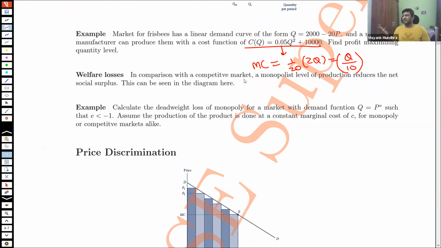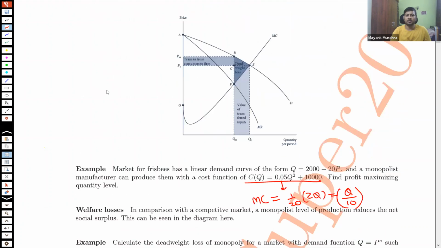So once you know the quantity, everything else follows, right? So you don't need to worry about the next steps. The only important thing is finding quantity. Now, welfare losses. In comparison with the competitive market, a monopolist level of production reduces the net social surplus. So you can look at this in the diagram here.